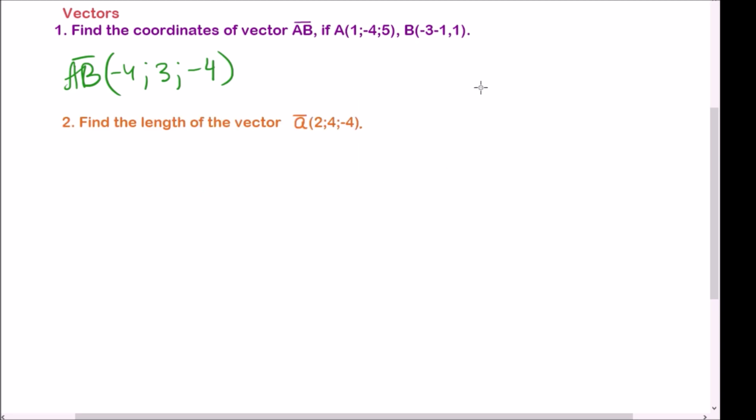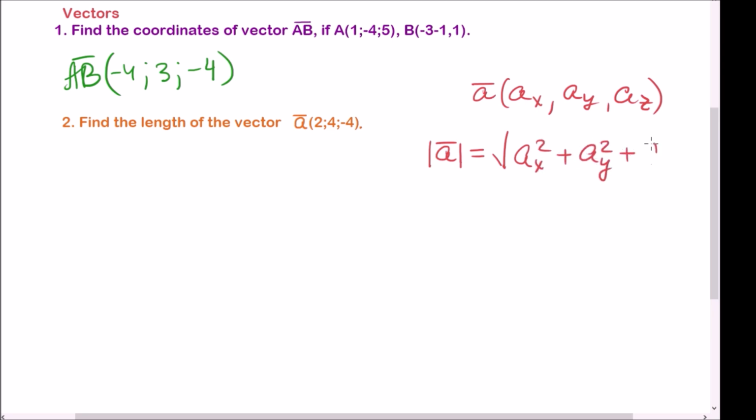If the coordinates of the vector A are given ax, ay, az, then the length of the vector A, or absolute value of the vector A, it is square root of the sum of squares of the corresponding coordinates of the given vector.